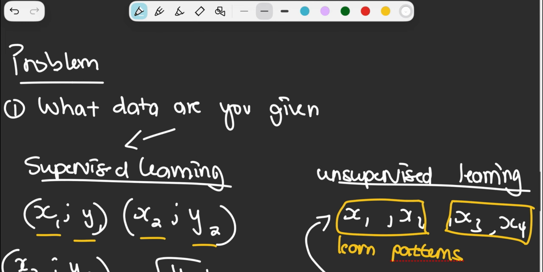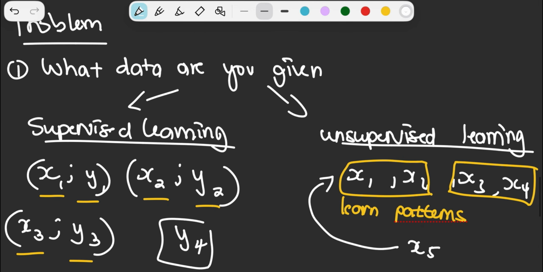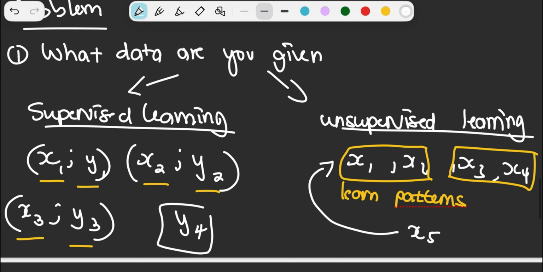So based on the data that you're given, right? So machine learning problems always start off with understanding the data that you're given. You can either have supervised learning or unsupervised learning. We also have reinforced learning. We'll do that a bit later.